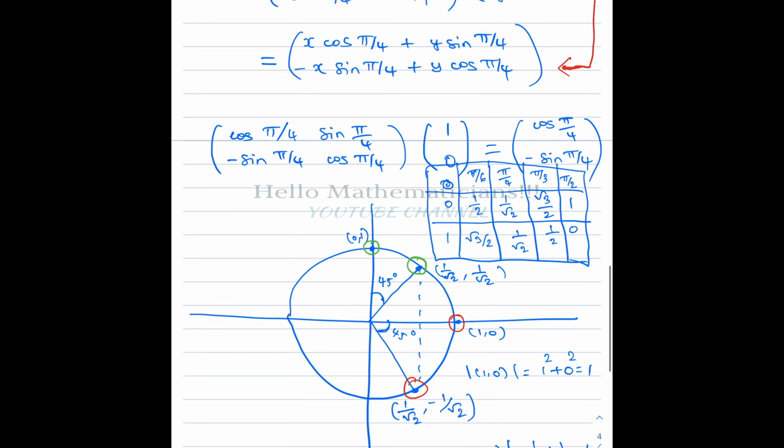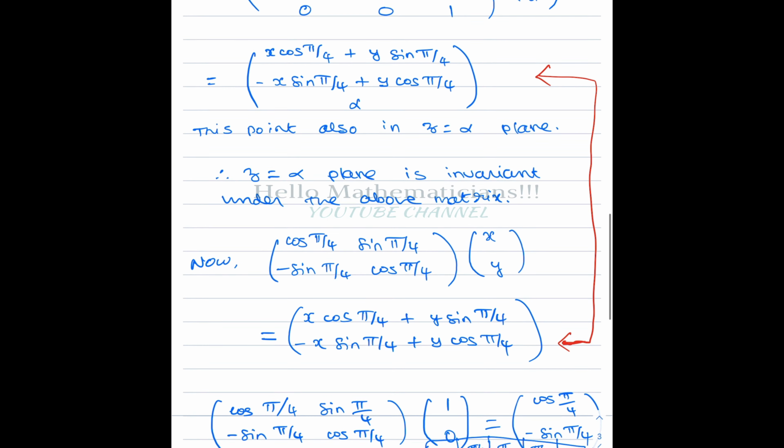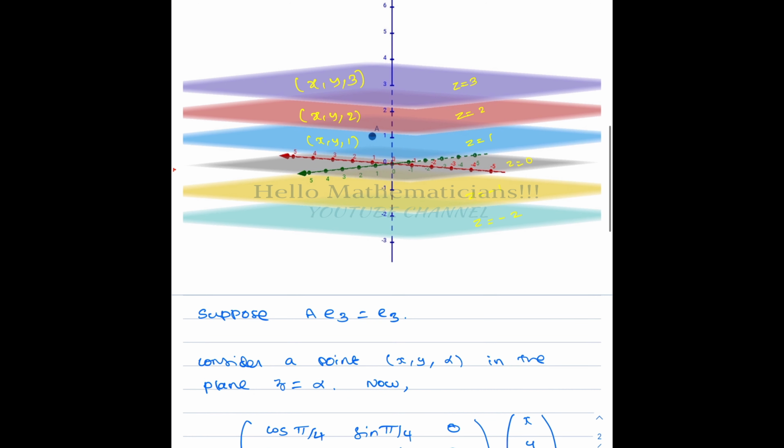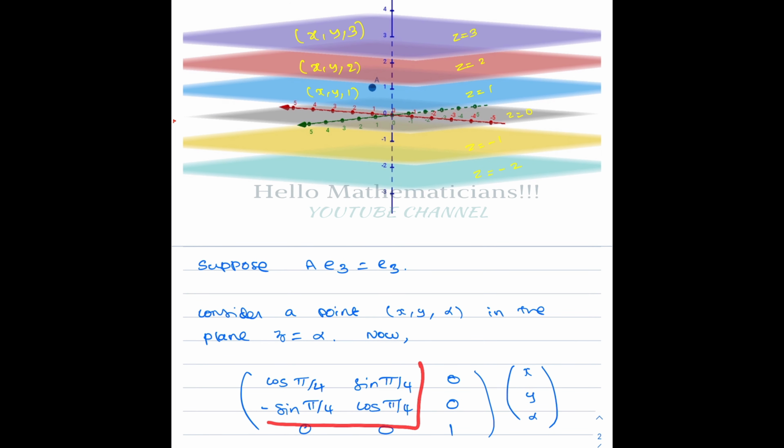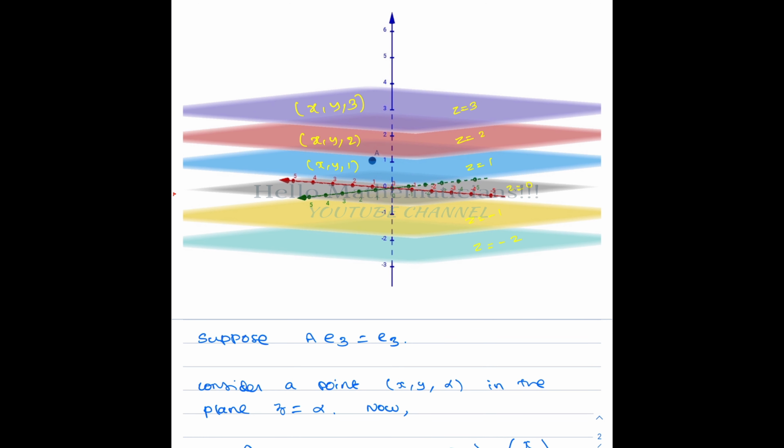Okay, so what we are concluding with these two observations: each of these planes is invariant under the action of matrix A, any matrix A satisfying A E3 equal to E3, and inside each of these planes, the matrix acts only by these 2 by 2 blocks, because z is constant.